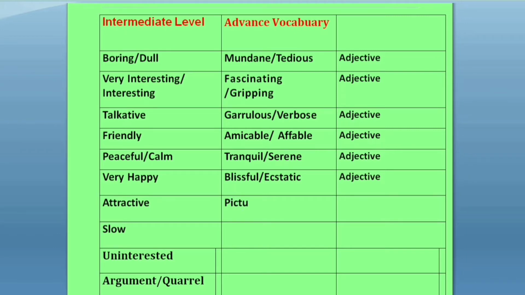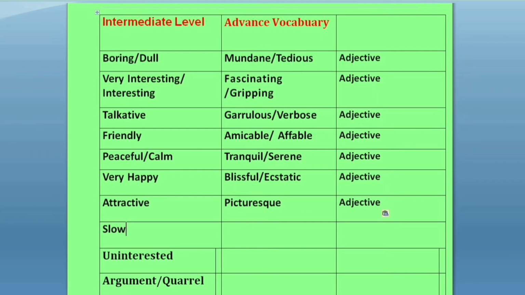So the next word which we have is attractive, as you see on your screen. So instead of attractive, we can use the word picturesque, especially when you're talking about visual beauty. Okay, something which is visually attractive, we say picturesque mountains. So it is used in terms of visual beauty, and it is also an adjective.